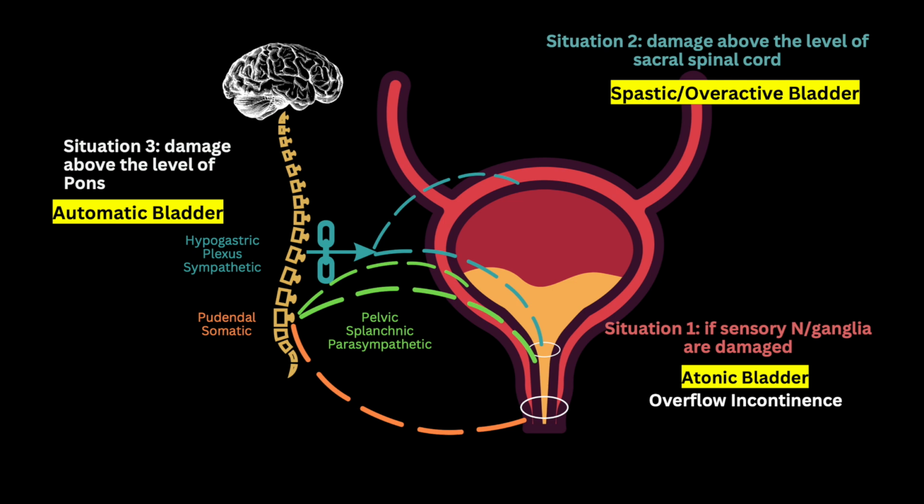Situation number 3. If the lesion is above the level of the pons, the inhibitory social control would go away and the bladder will become automatic. That means it will fill and empty on its own anywhere and everywhere. I hope it is simple for you now to understand once you have understood the basics of physiology well, isn't it?